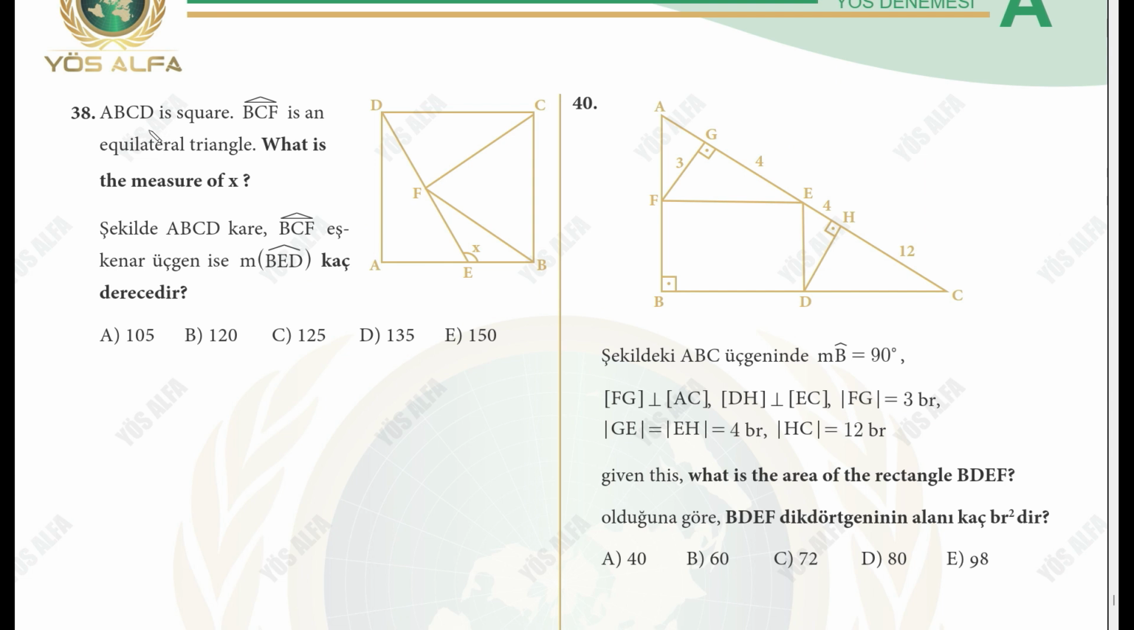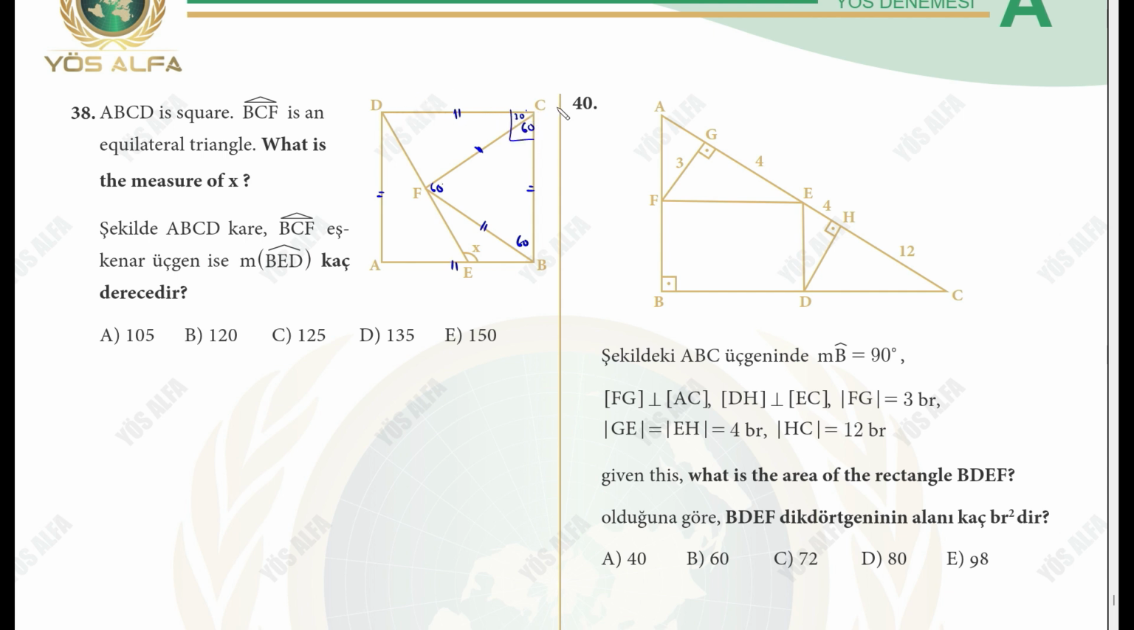38. ABCD is a square and BCF is an equilateral triangle. Since this is a square, all the sides are equal. And BCF is an equilateral triangle. All the sides are equal here too. So we'll start from the equilateral triangle. It has 60 degrees for all angles. So if this is 60, that's 90.